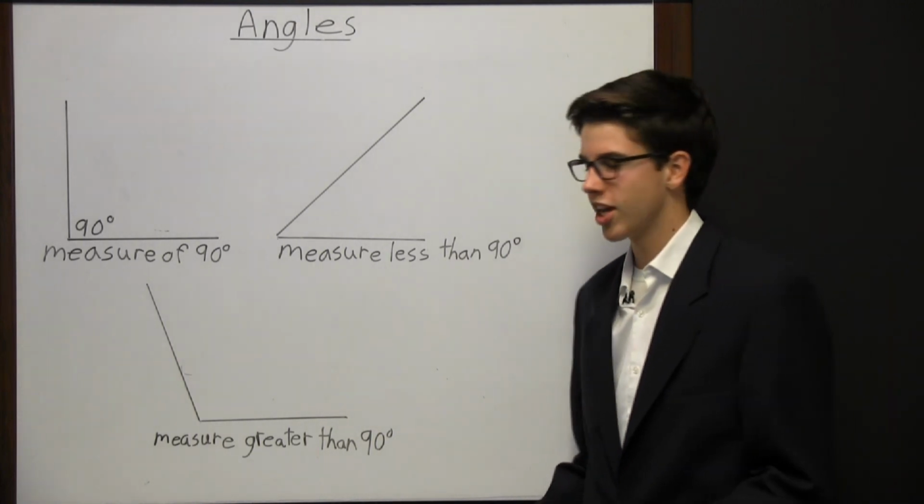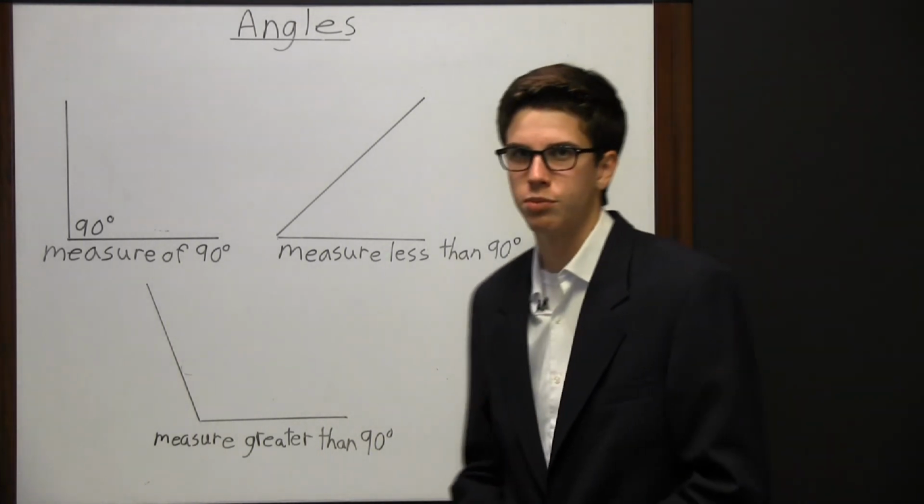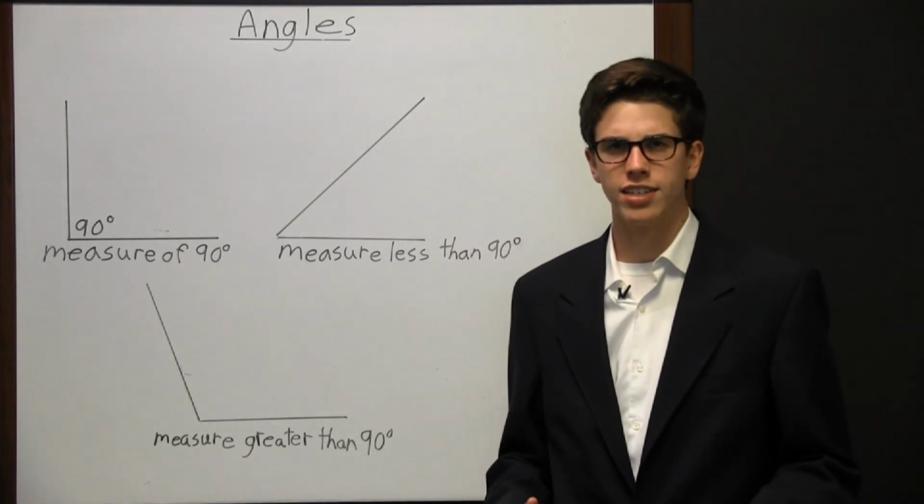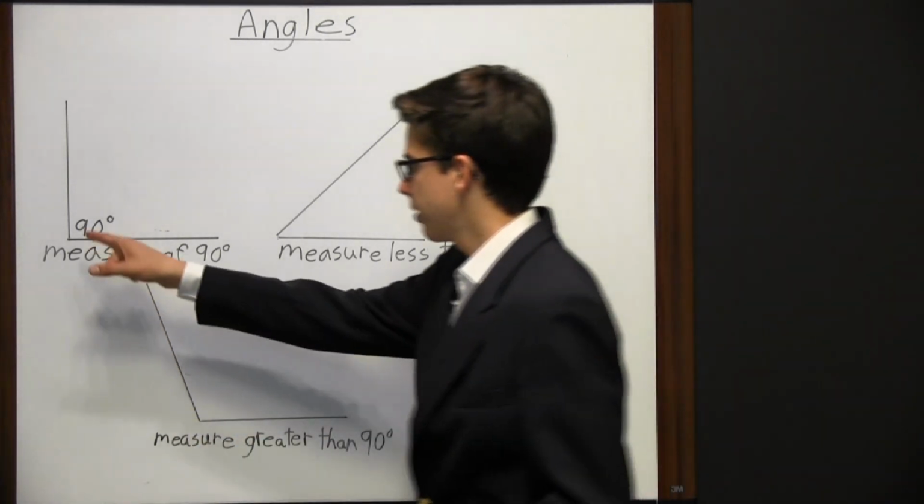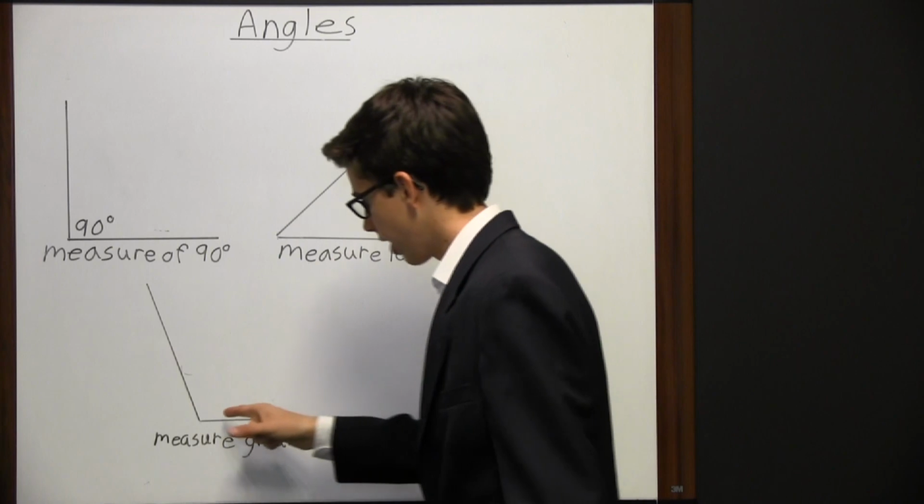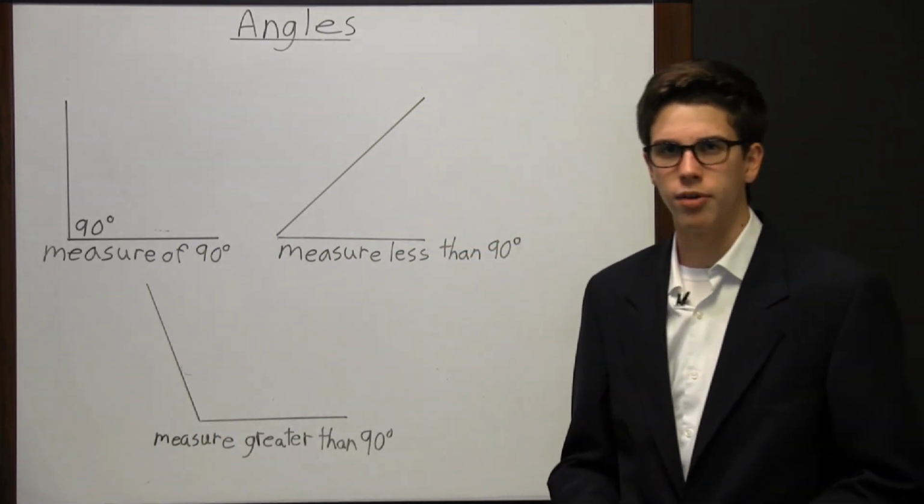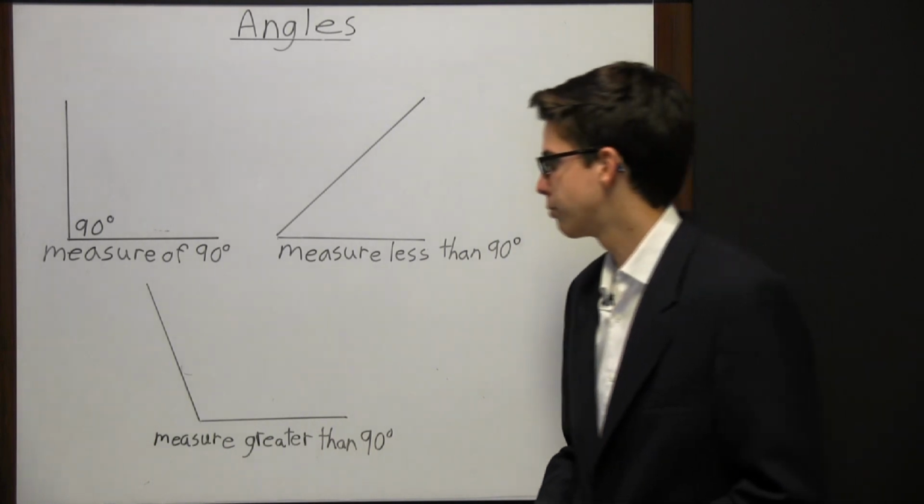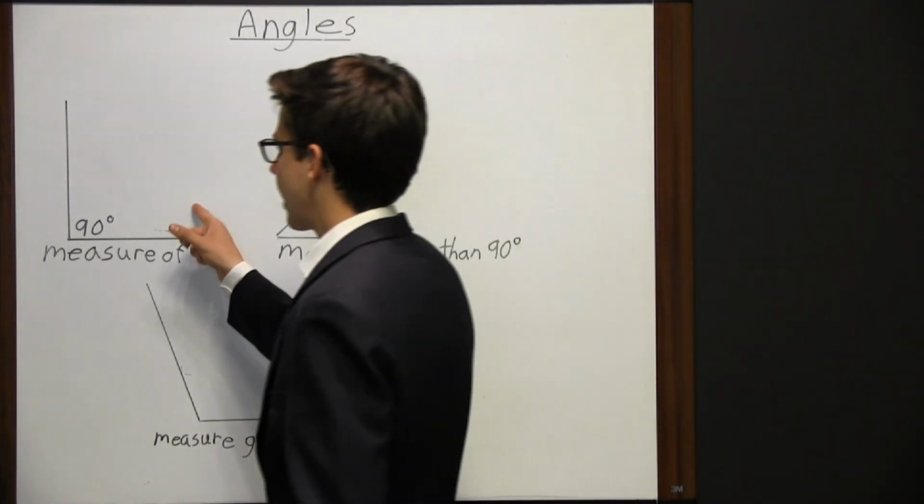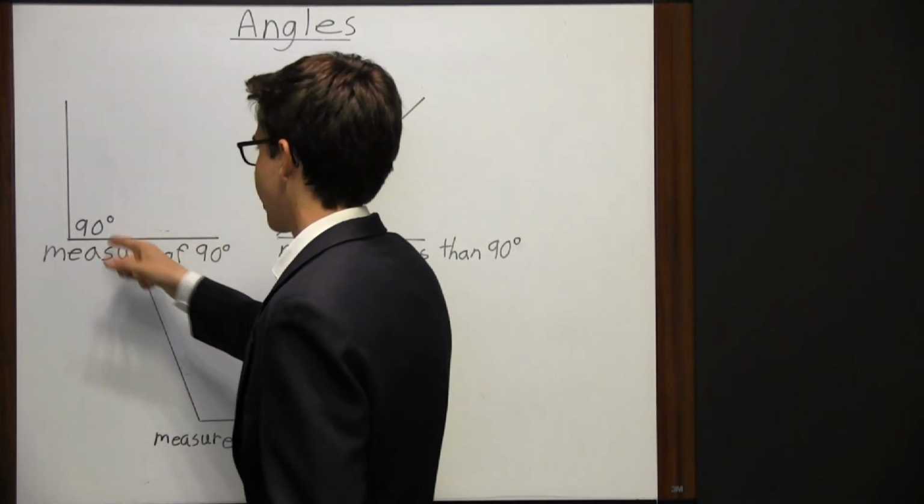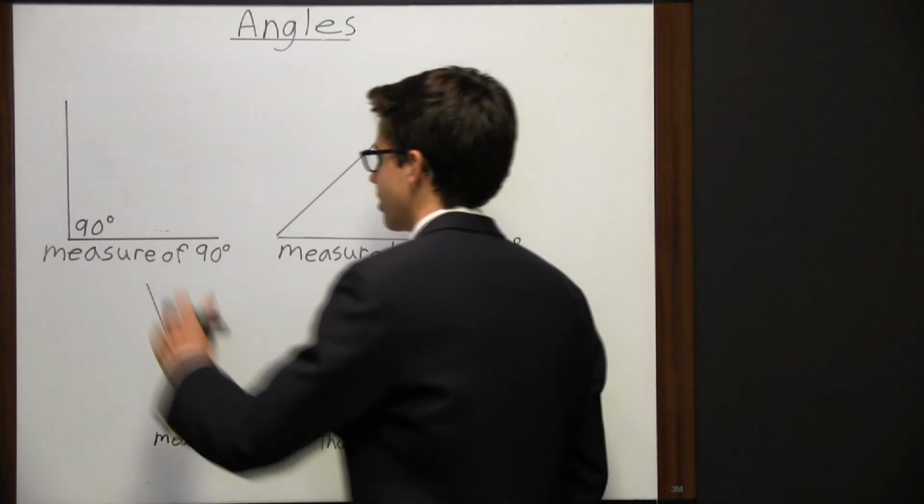There are 3 types of angles. An angle is formed whenever 2 lines meet together. So right here we have an angle, and we have an angle right here. The 3 types of angles are acute, right, and obtuse. Right here we have a right angle, and the angle measure for a right angle is exactly 90 degrees.